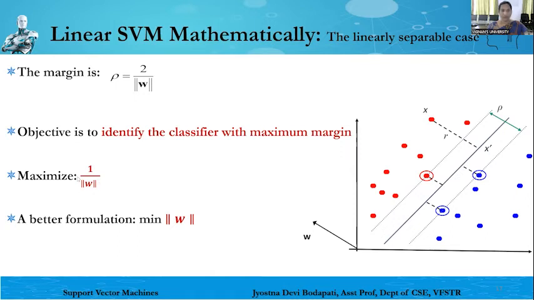If we can better formulate it in minimization terms, then we can pose it as a minimization problem: minimizing the norm W. Here we are maximizing 1 by norm, and instead of that, we can pose the problem as a minimization problem, where our objective is to minimize the norm. That is the objective for the SVM in the linearly separable case. And because it's in the linearly separable context, we call it the linear support vector machine.